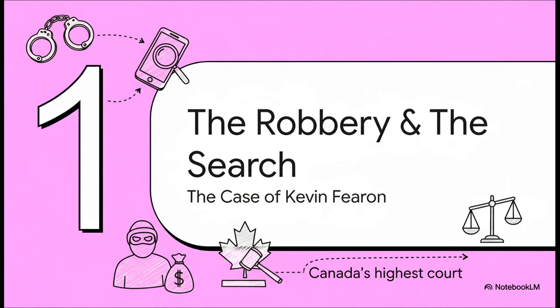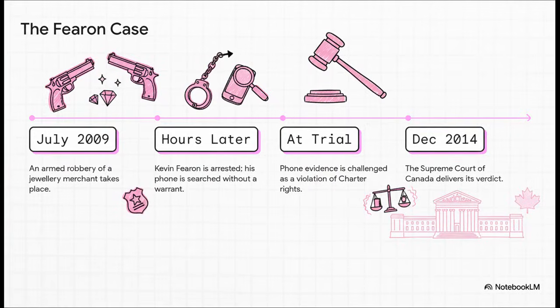All right, so let's dig into the story that basically forced Canada's highest court to tackle this modern-day problem head-on. And it all starts with a man named Kevin Fearon. So, it all kicks off with an armed robbery back in July of 2009. Just hours later, the police arrest Kevin Fearon. And during that arrest, they find his cell phone. Now, here is the crucial part. They search it. Twice. And they never got a warrant. The evidence they found on that phone is what sparked a massive legal fight over our digital privacy rights that went all the way up to the Supreme Court of Canada.